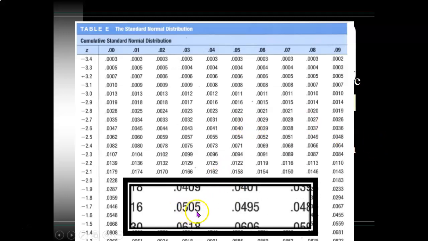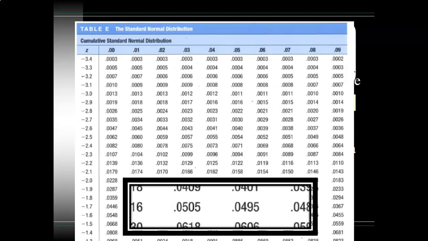Now I see a 0.0505 and then a 0.0495. 0.05 exactly would be somewhere in between those. In fact, it would be halfway in between. It's about equally close to those. So we could take the z for 0.0505, which is negative 1.64, or we could take the z for negative 1.65, or we could just take what's halfway between those. Halfway between negative 1.64 and negative 1.65 would be negative 1.645. So any one of those would be close enough.